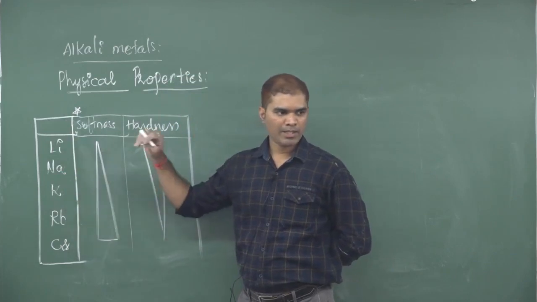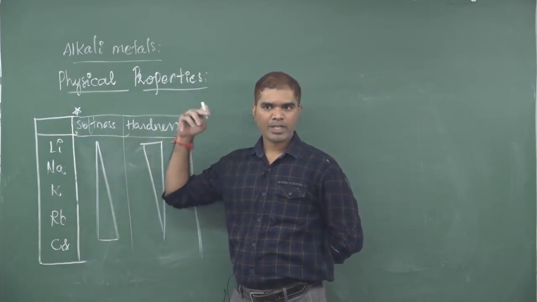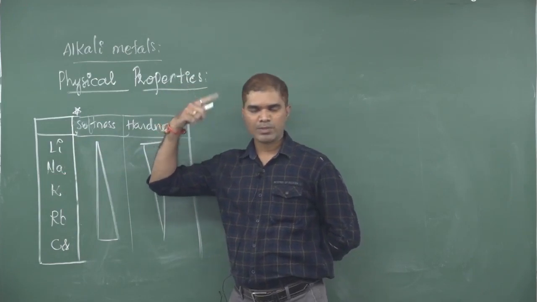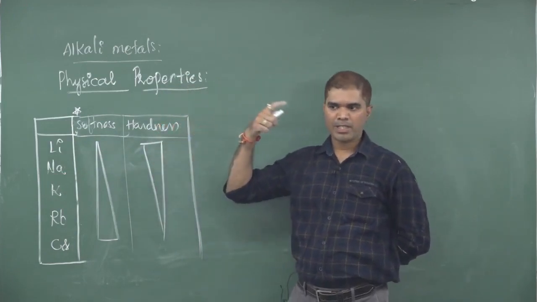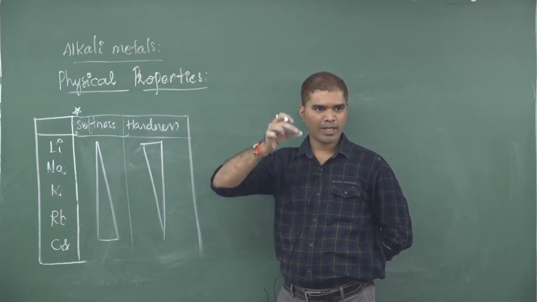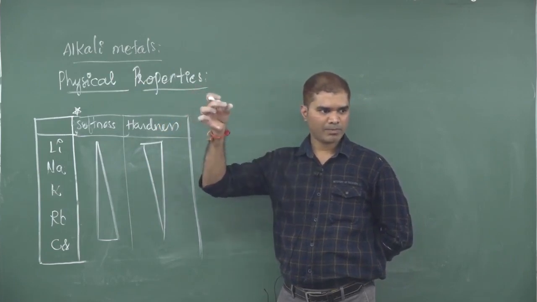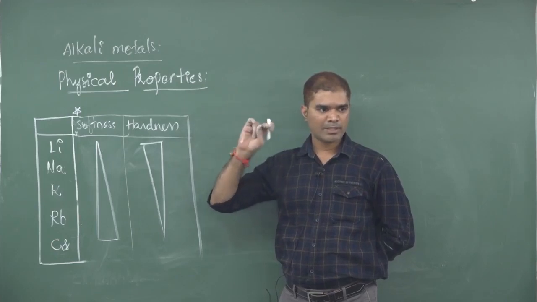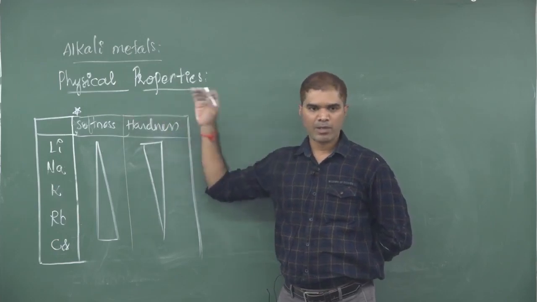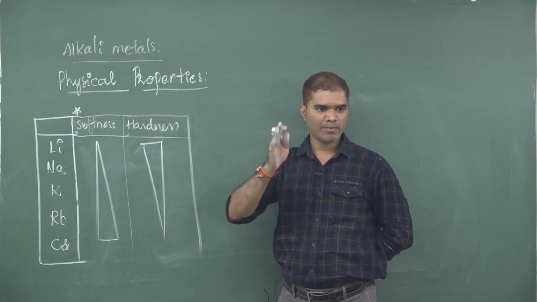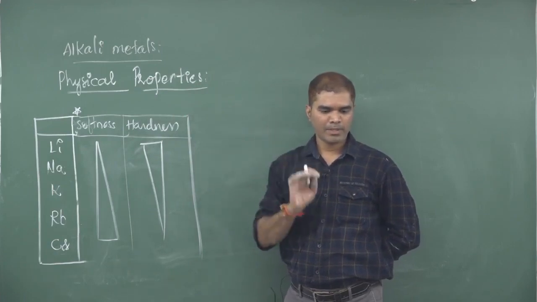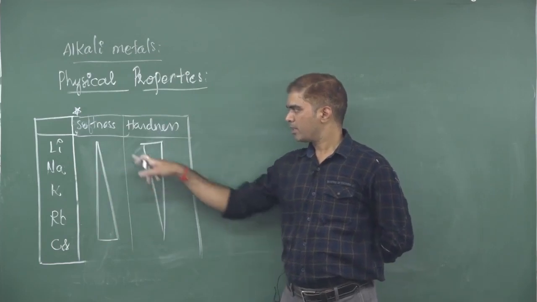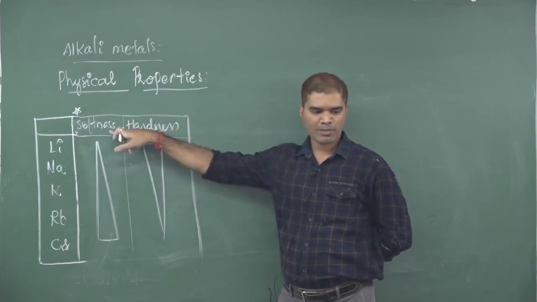Okay? Why are they soft? Because the metallic bond is not very strong. They lose only one electron, and there is an electrostatic force of attraction between the cation and only that single electron which is lost. Therefore, the metallic bond strength is less. Since the metallic bond strength is less, all these metals are soft. You can even cut them with a knife. You can write down that point. Softness is increasing, hardness is decreasing. So related to softness, you can note down a point.